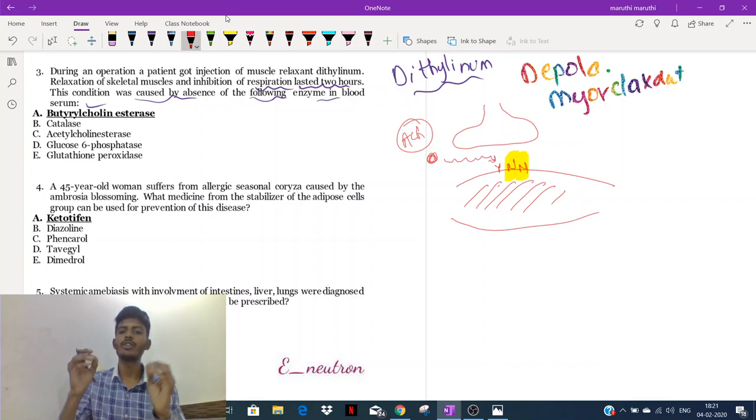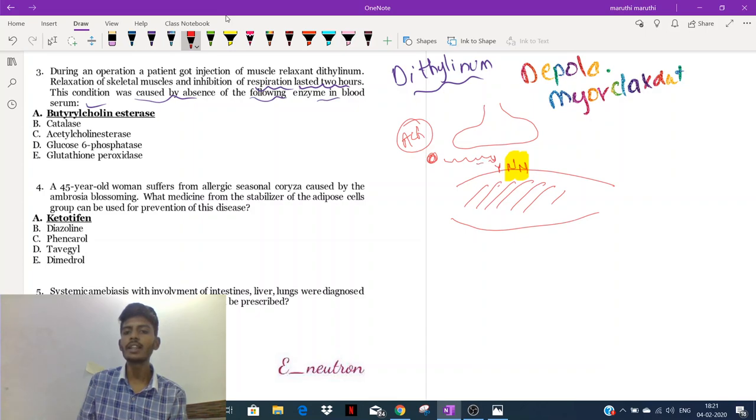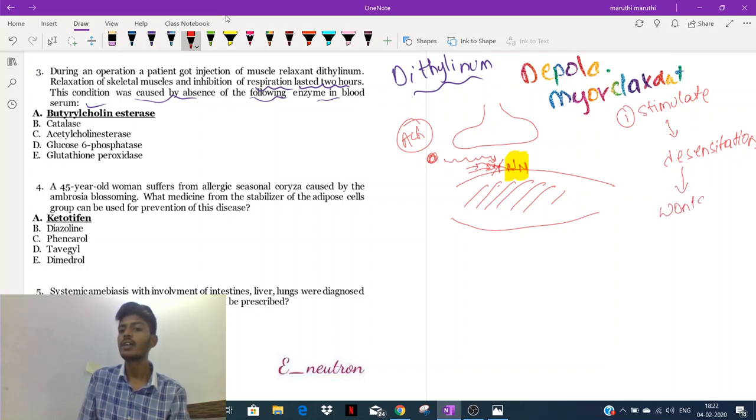It is a large molecule which will sit in the neuromuscular junction. When it sits in the neuromuscular junction, what happens? It will keep stimulating this NM receptor. Now, when it keeps stimulating the NM receptor, at one point, what will happen? The sensitivity of the NM receptor will be lost. So first, it stimulates the receptor. Later, it will lead to desensitization. So if the receptor is desensitized, it won't get stimulated. If it won't get stimulated, what will happen? The muscle will remain relaxed. So this is the mechanism of action of a depolarizing myorelaxant.